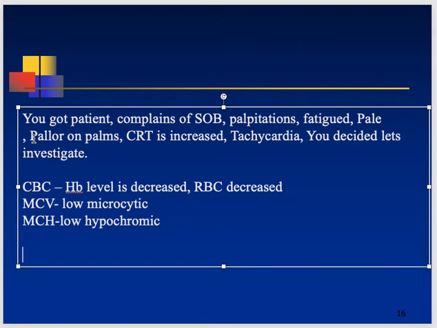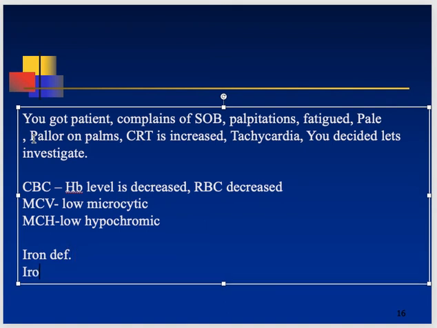So what is the most common type? You start thinking about iron deficiency anemia. Then what you will do, you will go for iron studies. If the iron studies come back as abnormal, the diagnosis is done. If iron studies come back as normal, then we will think about other causes. The second most important cause, for example, is thalassemia. Then I will go for other studies to diagnose thalassemia.